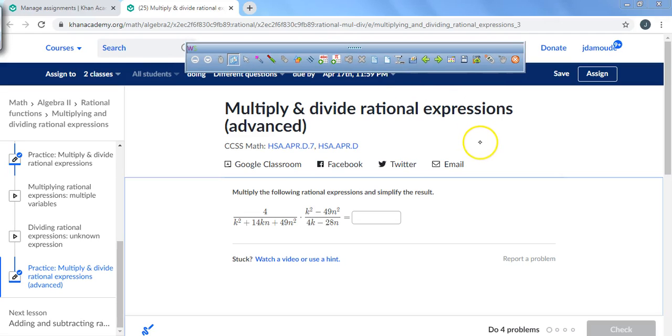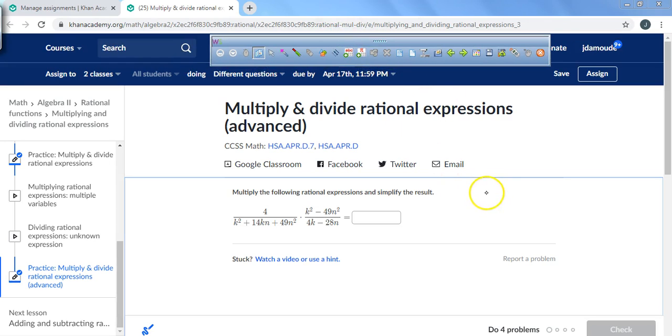Hello everyone! I forgot I didn't do this video over multiply and divide rational expressions advanced. So I'm going to do 4 problems. Hopefully they will be easy for you to understand as we factor away.